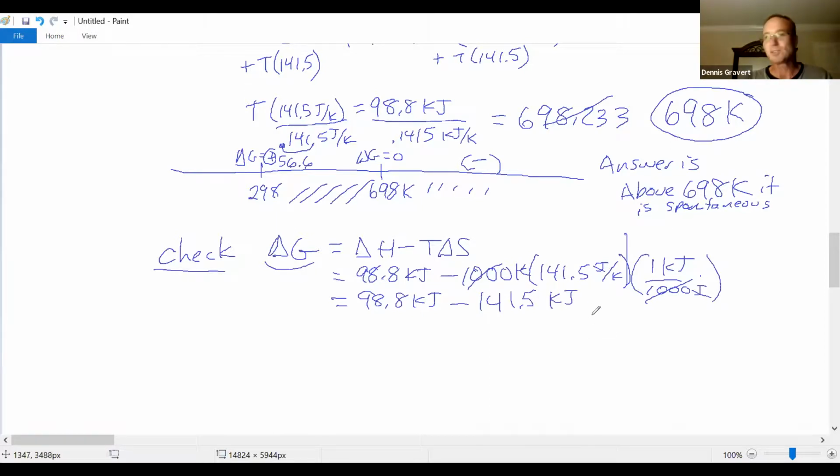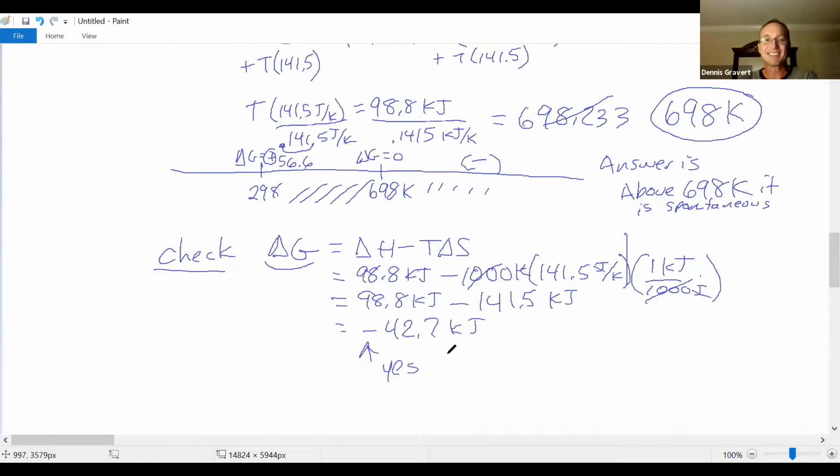If you don't trust me, use your calculator. Multiply this all out. And now you got 98.8 minus 141. 141 is bigger. This is going to be a negative number. Did I do the math on this one? Yes, there it is, negative 42.7. I didn't trust myself. I punched it in the calculator to make sure.